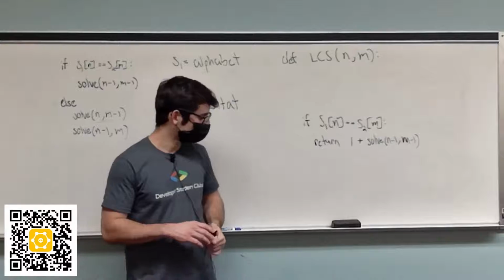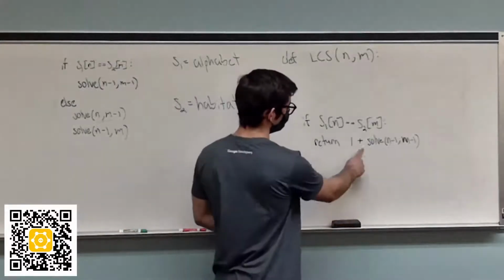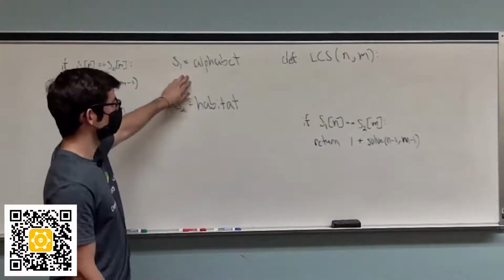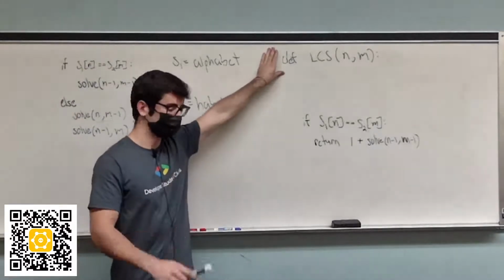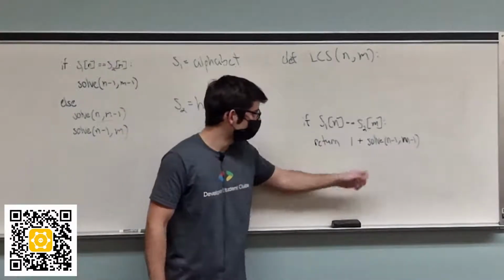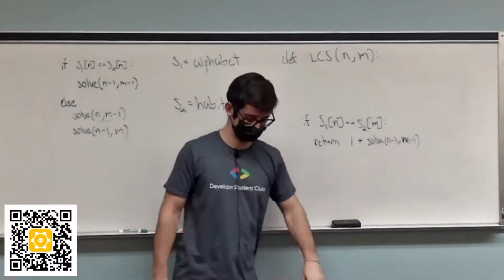Yes? Okay. And once again, the reason why we're doing plus 1 is because we want to get the longest common subsequence, and this function is returning an integer. So since there was a match, we know we can add it. Let's just add 1, and let's see what the rest gives us.